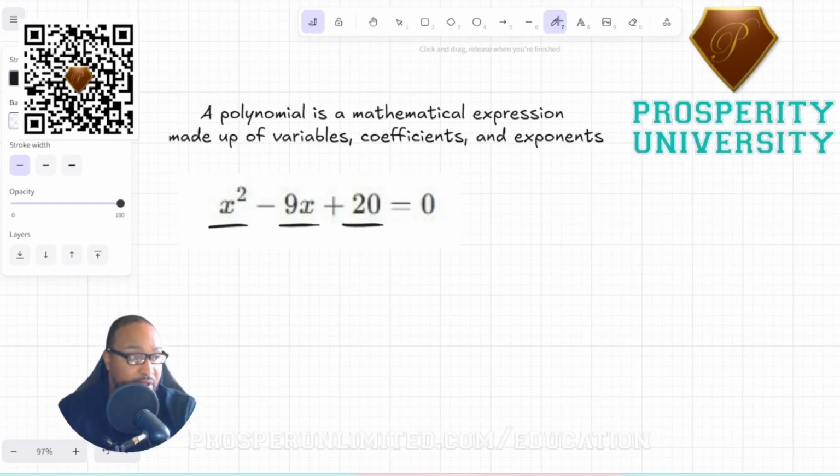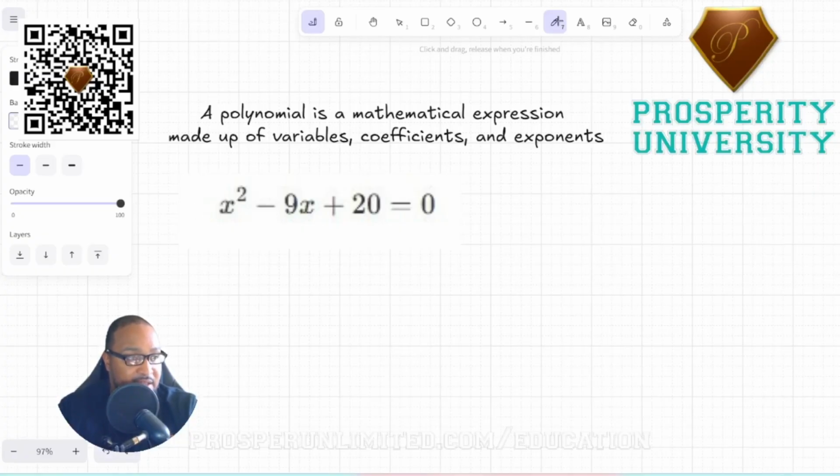Trinomial, tri meaning three. And within this trinomial, you have a leading coefficient. Remember, a coefficient is a number and a variable, right? And so you have a leading coefficient of 1. Now, just because you don't see it doesn't mean it's not there. You don't need to put a 1 there because 1 times x is simply x. So a number times a variable is a coefficient, right?